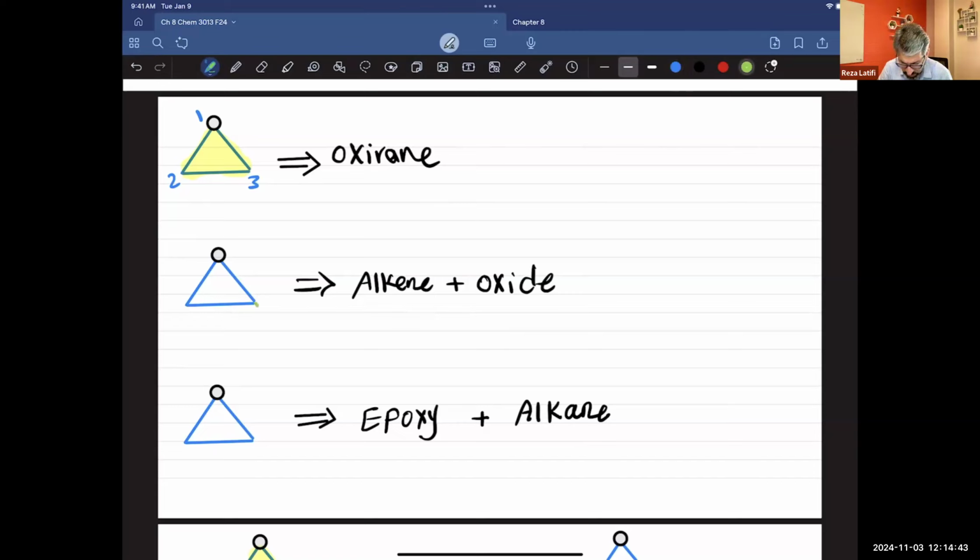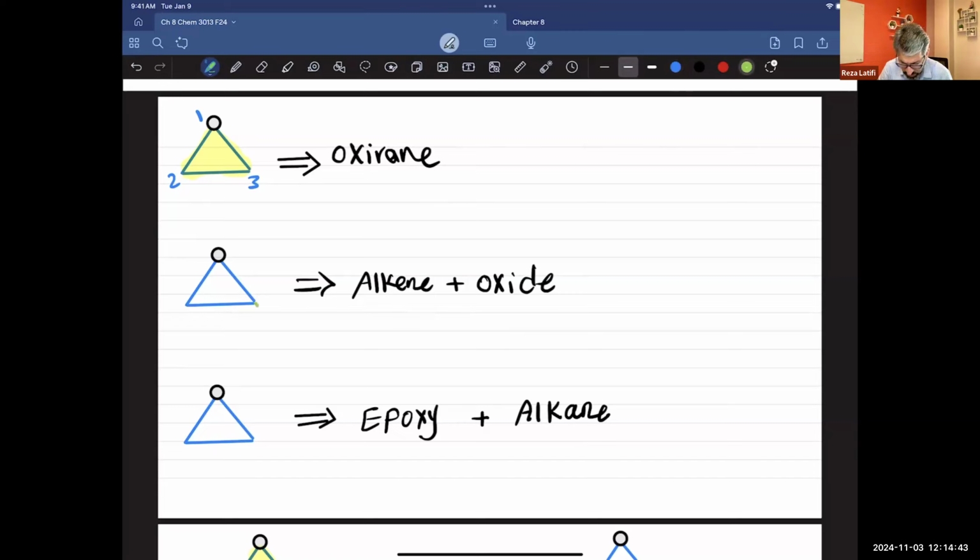So on the first and second carbons, I have epoxy, and then I have three carbons, so I'm going to call it propane. As you see, the epoxy comes before the alkane. And if you have other substituents, you have to alphabetize them based on their starting letter and order those substituents.